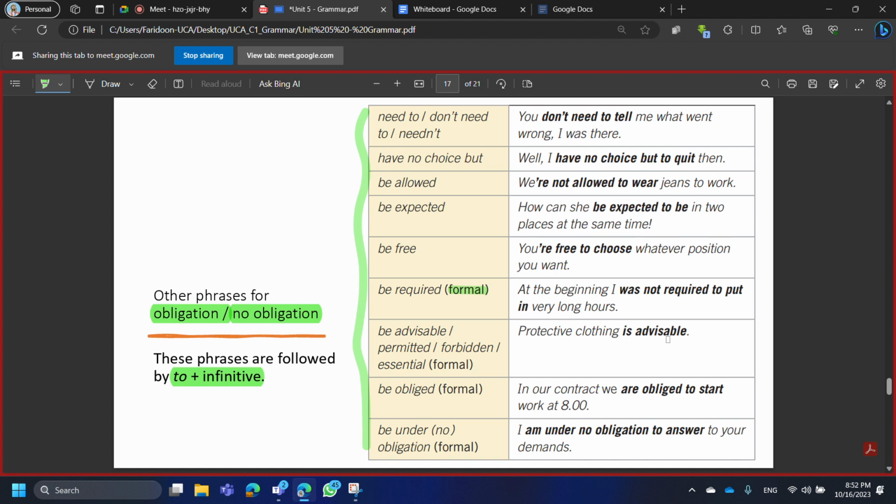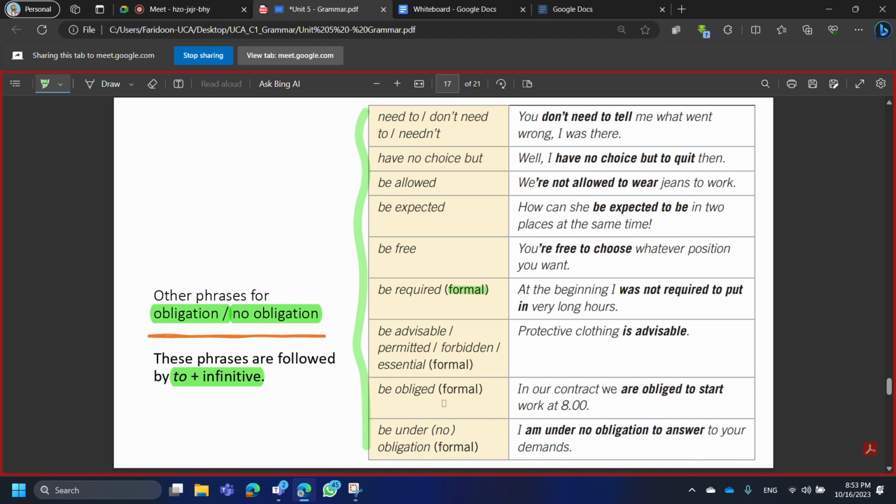It's like you go to an office and they say, respecting each other is advisable, but you have to respect each other, right? Because if you don't, they're just going to fire you. So in a way, they're using soft words, but it's actually obligation. Be permitted to shows no obligation because you're allowed to do something. Be forbidden to shows obligation. Be essential to, which is a very formal phrase, shows obligation again.